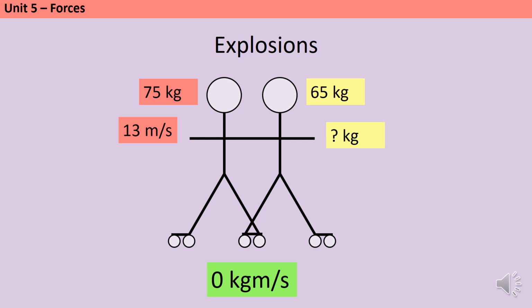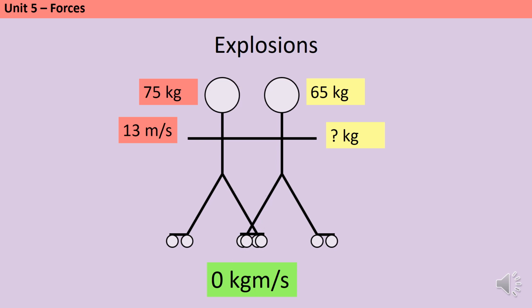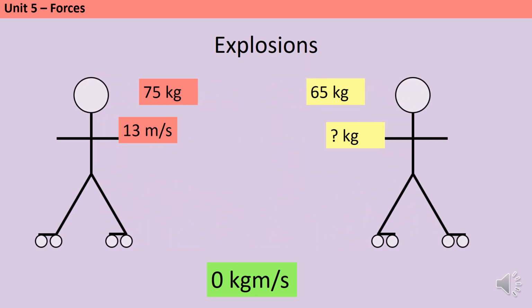We'll go back to our friends who are roller skating. And they're maybe standing palm to palm and they're going to push off each other and see how quickly they can move away from each other. My first friend still weighs 75 kilograms and this time she's going to move 13 meters per second. My second friend still weighs 65 kilograms and I want to know how quickly she will move. So the first thing I do is work out the momentum for the object I know, friend number 1. 75 multiplied by 13 is 975.